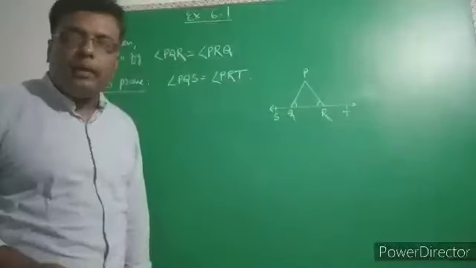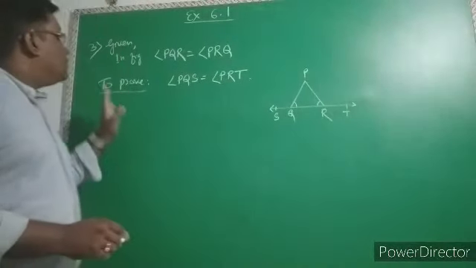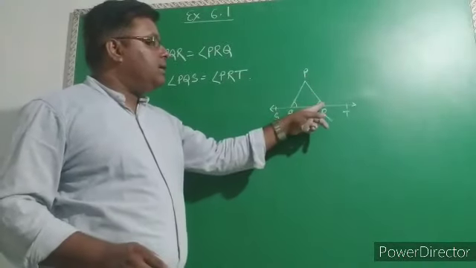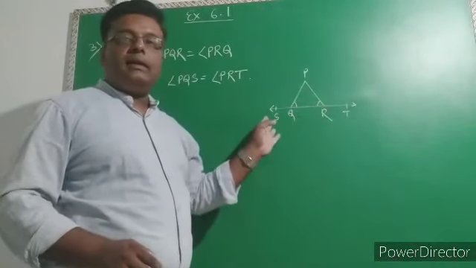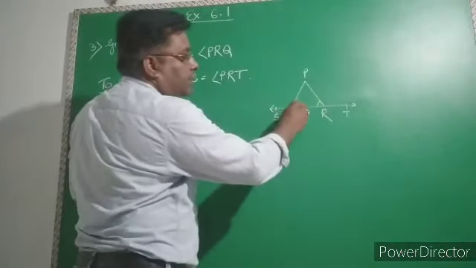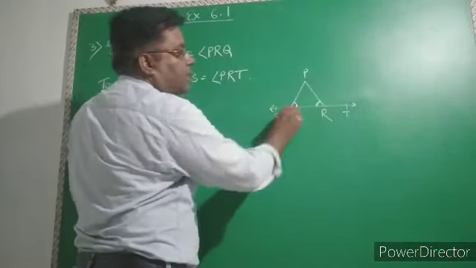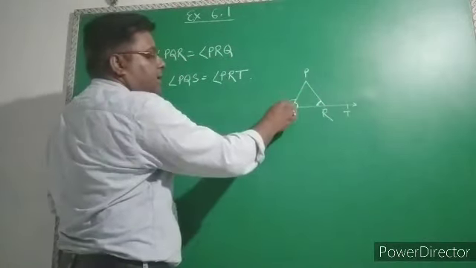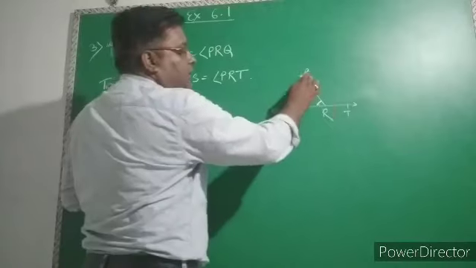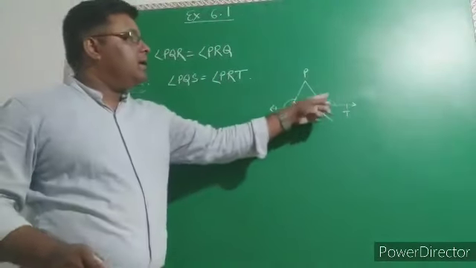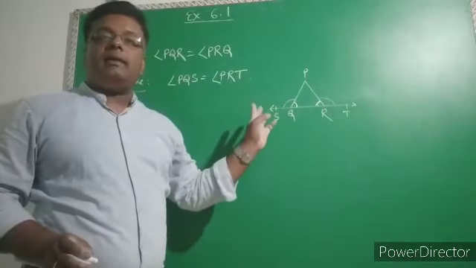Now see question number 3. In this figure P, Q, R and S is a straight line. Given that angle PQR is equal to this PRQ. Now we have to prove that this angle PQS is equal to angle PRT. We have to show that these two external angles are also the same.